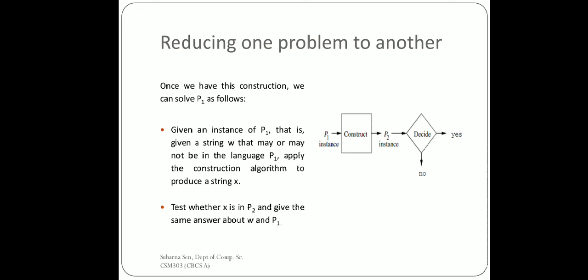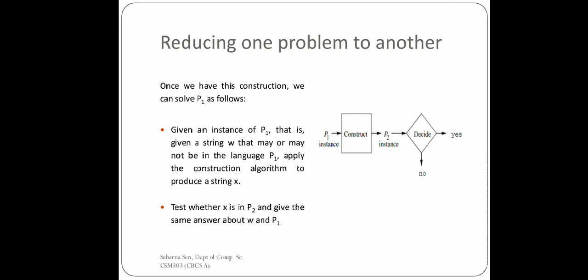we have a string named W in P1, which may or may not be in P1. That is, we feed a string W to my P1 that may be in the language or may not be in the language, right? So it will come up with the conclusion. Now, using the construction algorithm, we will produce another string X. Now what is X going to do? We are going to test X, right?